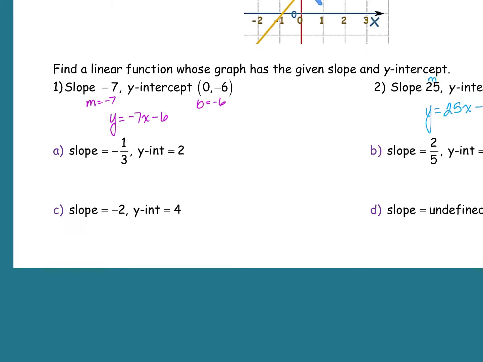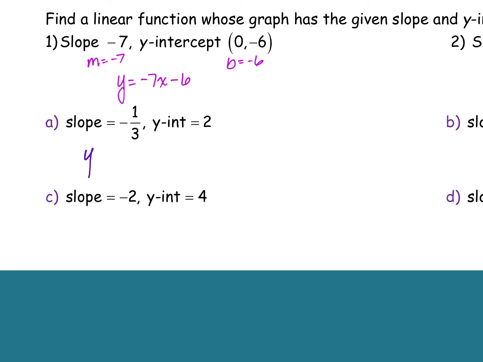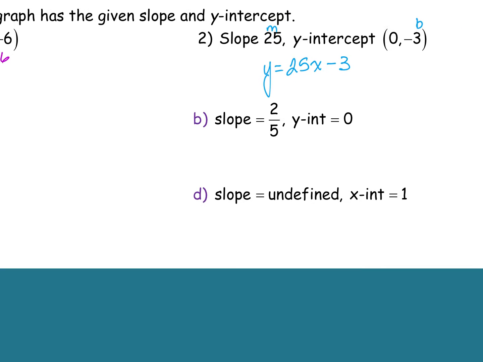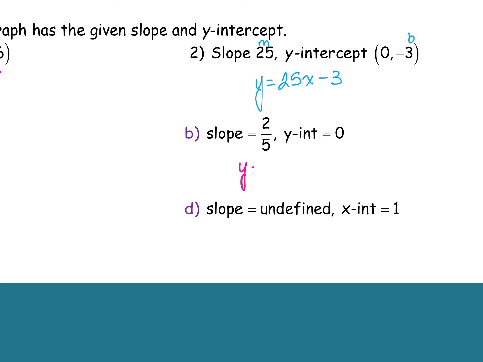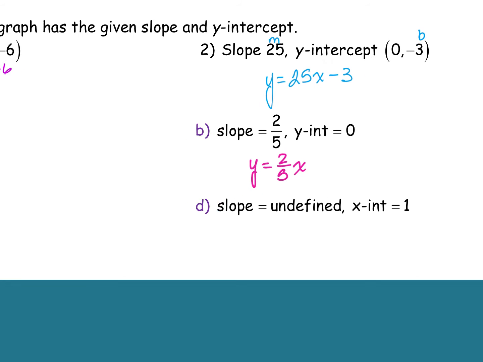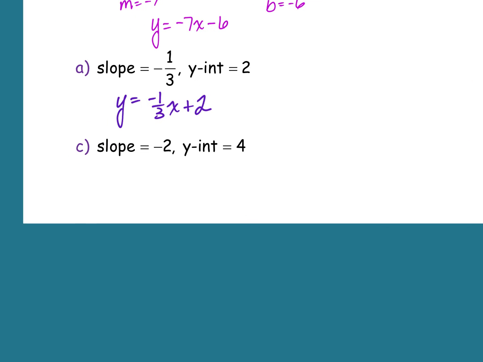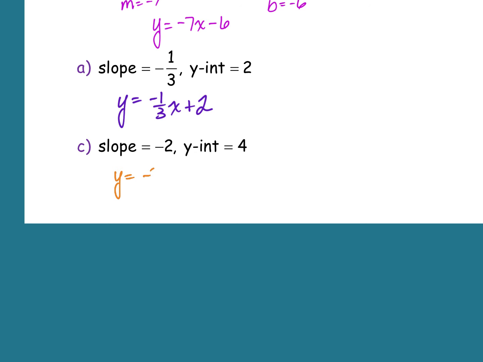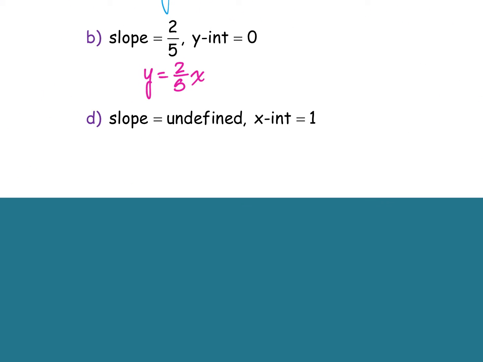Go. So what's a? y equals what? y equals -1/3 x plus 2. Plus 2, beautiful. Okay, and number b. y equals what? 2/5 x. Yeah, you can put the plus 0 if you want, you don't have to. So it's just 2/5 x. Great. And number c. y equals -2x plus 4. Plus 4, awesome.